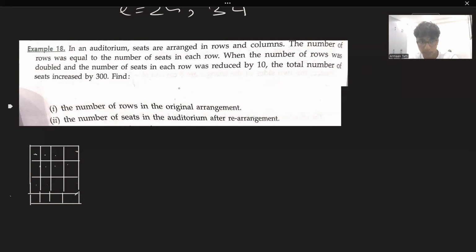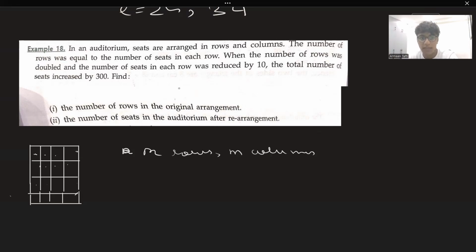When the number of rows was doubled, okay, so right now what have they told us? Right now they told us that if there are n rows, and what does this mean? If it's equal to the number of seats in each row, what is the number of seats in each row? Aren't they just the columns? Exactly. So they've told us that the number of rows is equal to the number of columns, because the number of seats in each row is just the columns. So right now they've told us that if there are m rows, there are m columns.